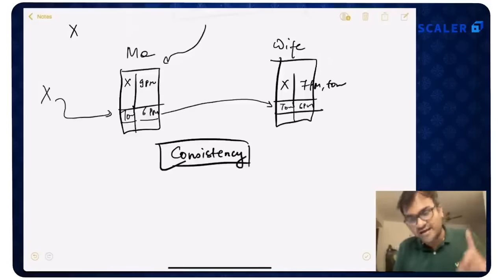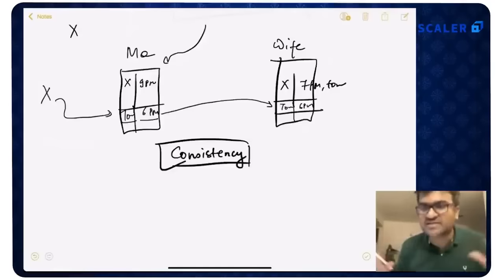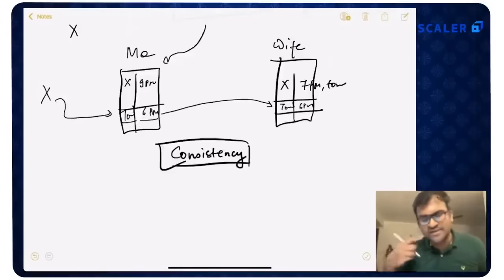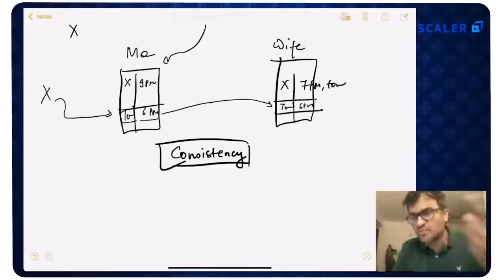That way, there is a guarantee that both of our diaries, my diary and my wife's diary, will have the exact same entries. Consistency of data. And great, my consistency problem is solved. Now, when X calls any one of us, we can respond back with the right data points.